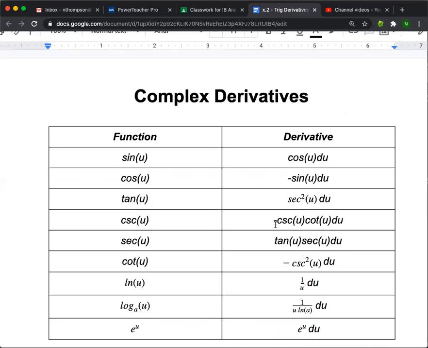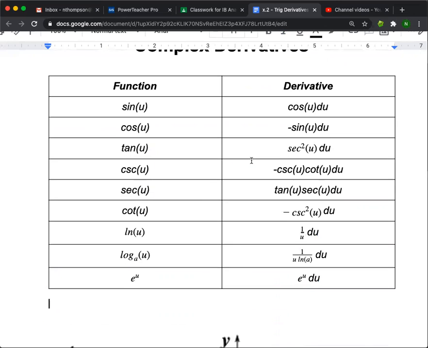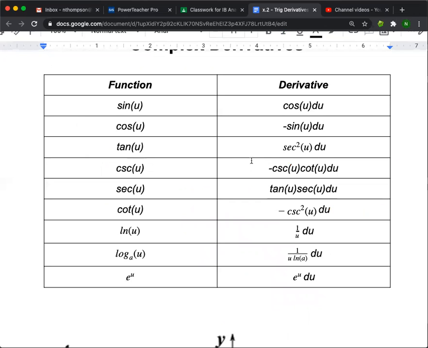So we would have cosine of u gives you negative sine of u times the derivative of whatever is in the parentheses. Tangent becomes secant squared, and you leave the inside the same, but then you multiply it times the derivative of what's inside the parentheses. For natural log of u, it becomes 1 over u. So 1 over whatever is in the parentheses times the derivative of whatever is in the parentheses. And then the last one, e to the u, it stays the same, e to the u, but you multiply it times the derivative of whatever that exponent u is.